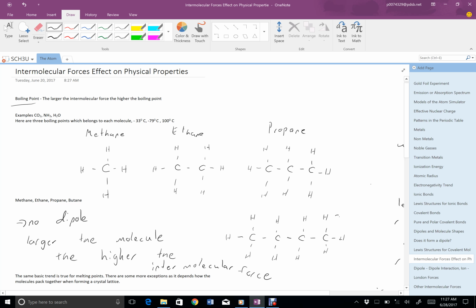This one has the most intermolecular force, because it's the biggest, and so it would have the highest boiling point. And this one has the lowest intermolecular force, because it's the smallest, and as a result, it would have the lowest boiling point.